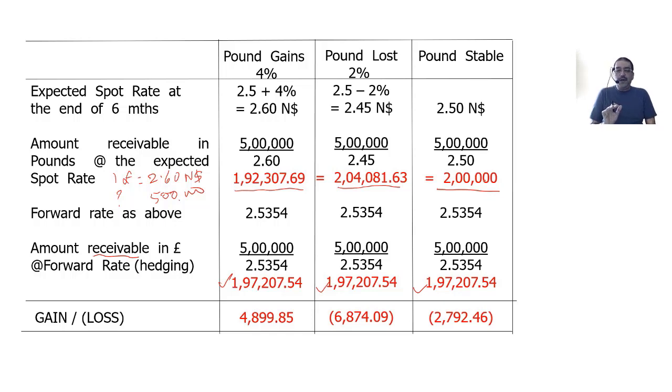Okay, so that is my conclusion here. If they ask you to write the conclusion, you can write: hedging will be beneficial only if the pound gains by 4%. If not, in the other two cases, we would have suffered a loss. Point is clear.